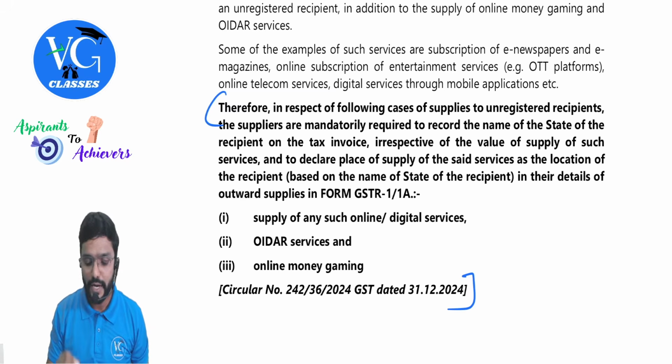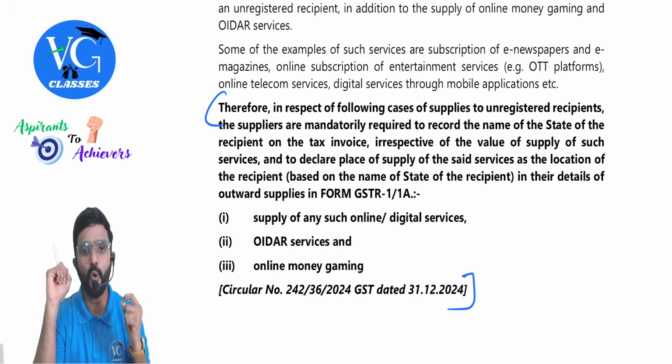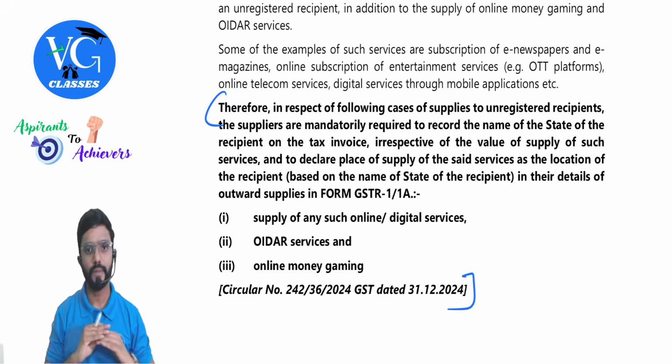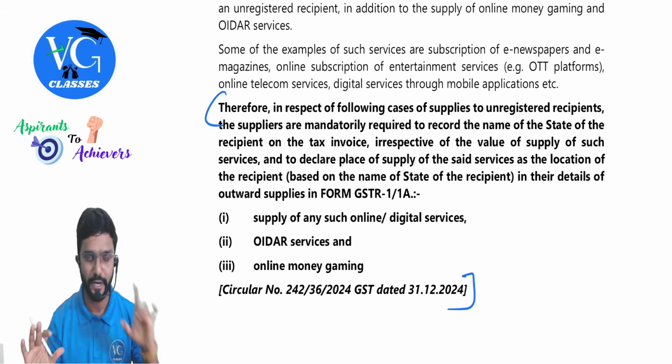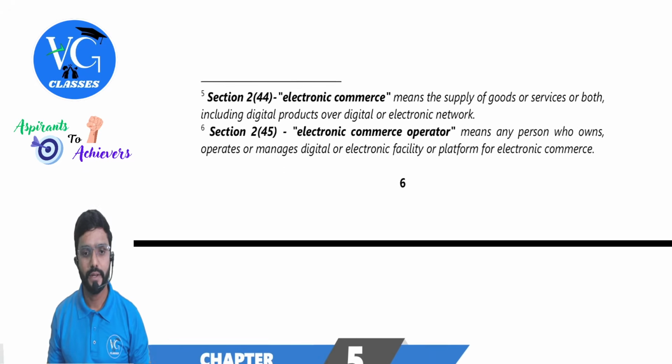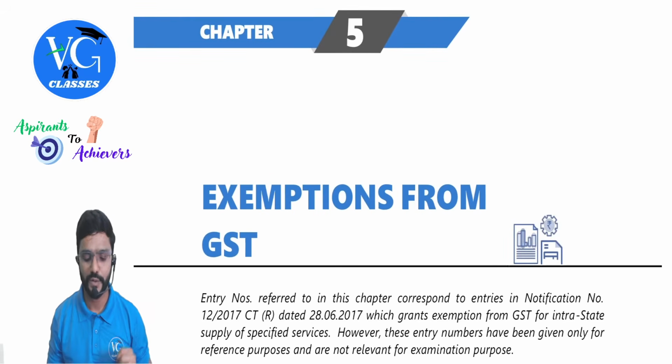Okay, fine. And whatever is the location of recipient, that is the state of him, will also be considered as what? Place of supply as per section 12 subsection 2. So which are the services which are covered for this provision is supply of any such online or digital services, OIDAR services, and online money gaming, guys. Got it? Yes. Fine. This was a clarification and not an amendment. Please be careful. Okay. They have also given the definition of electronic commerce and electronic commerce operator. You can just go through it.